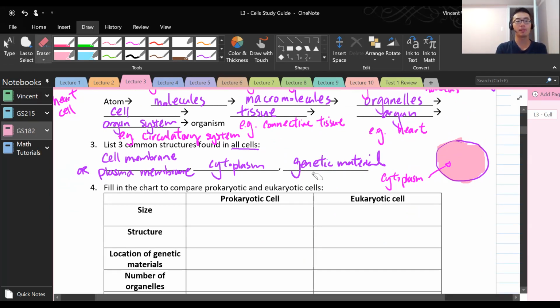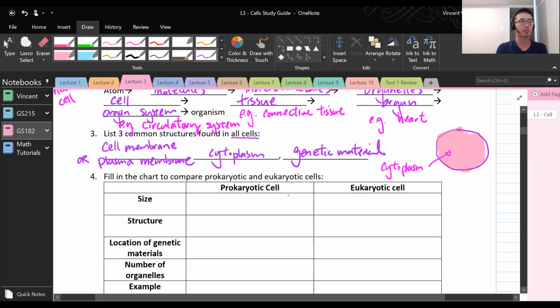So those are the three common structures, or maybe structure is not the best word. Three common things, characteristics that are found in all cells. Okay, they have a cell membrane, they have cytoplasm, and they have genetic material.